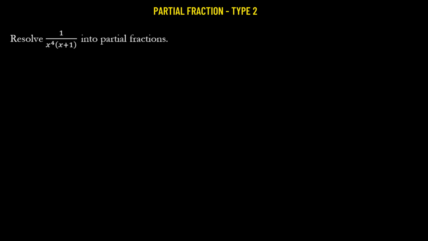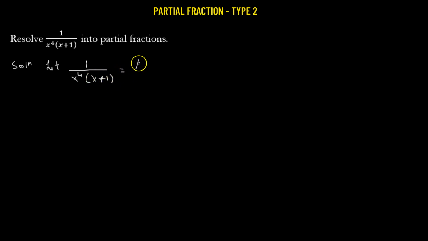In this problem, we need to resolve the given rational fraction into partial fractions. So let's begin. Now, we have 5 factors in the denominator. That's because the factor x is repeating 4 times, and we have another factor x plus 1. So that means we can split the given rational fraction, which is 1 over x raised to the power of 4 multiplied by x plus 1, into partial fractions.